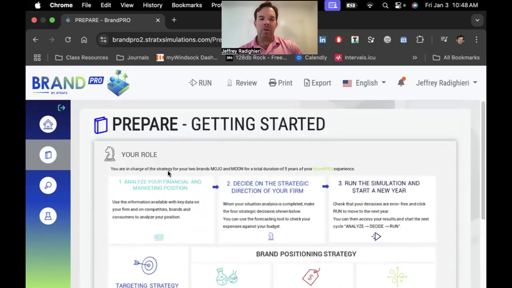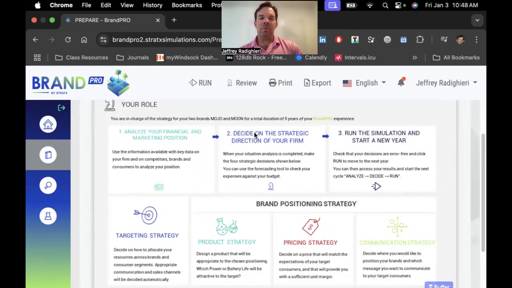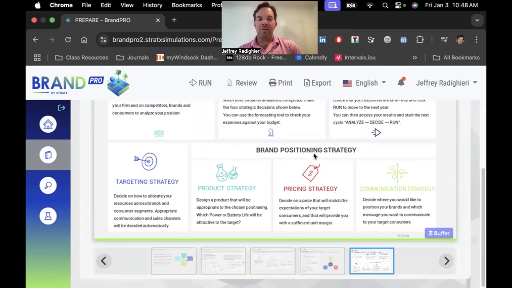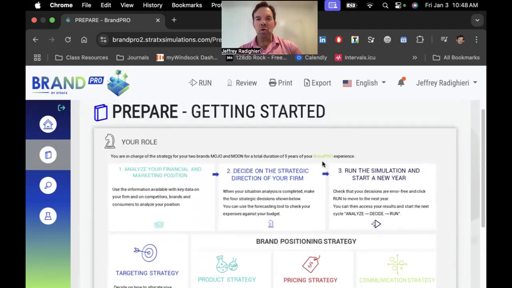Okay. And so you'll do these things here. You'll analyze your position, you'll make some decisions, and then you will run the simulation itself. So basically, you'll put together some decisions and then you'll press a button. Actually, the button's right up here, run, and that will run the simulation forward.